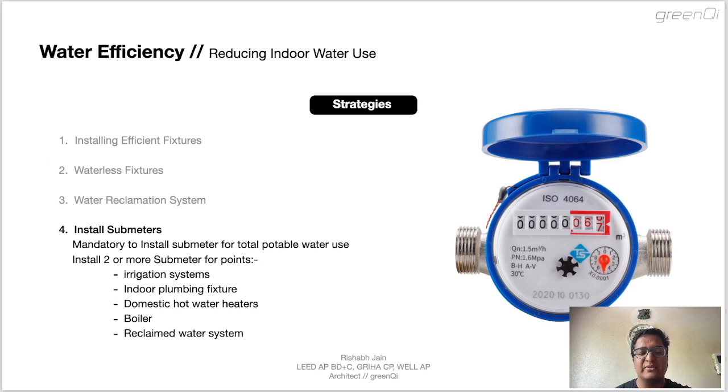LEED gives you credit for installing sub-meters on two or more of the following, which are irrigation system, indoor plumbing fixtures, domestic hot water systems, boiler, reclaimed water.